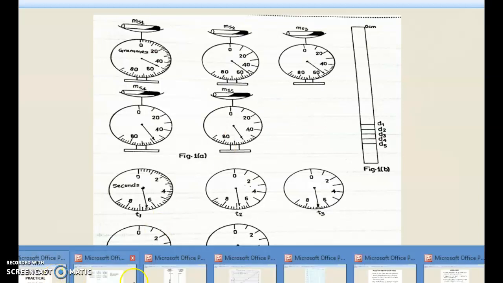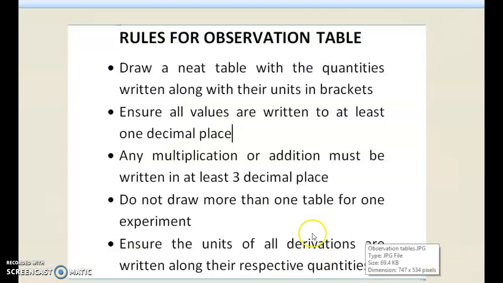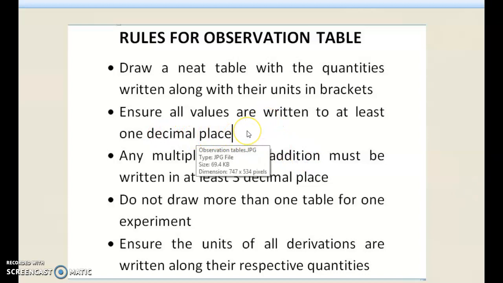So what are the do's and don'ts of the observation table? Make sure you draw a neat table with quantities written along with their unit in bracket. I told you that earlier on. There's no quantity in physics that doesn't have a unit, except those which we classify as unitary, and it's very rare you see them in the alternative to practical questions. Ensure all values are written to at least one decimal place. I told you, even if it's a whole number, make sure you put a decimal point beside it to emphasize the reading accuracy for that instrument which you are reading from.